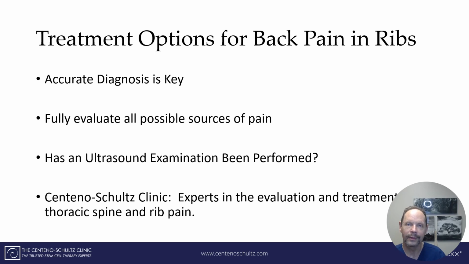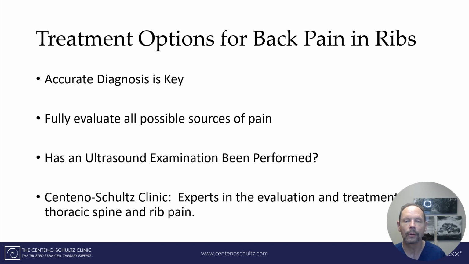So the take home for this is the diagnosis is key. You've got to get an accurate diagnosis of where your back and rib pain is coming from. And all the possible sources really need to be evaluated. If you or a loved one have ongoing pain, has your doctor talked to you about the costotransverse joint? Have they talked to you about a thoracic facet? All these should be evaluated so you can get the very best treatment plan.